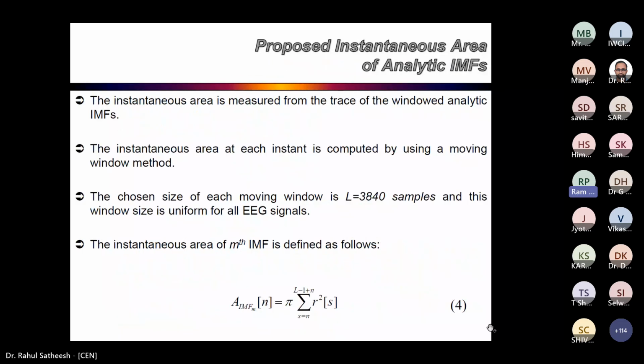Once you compute this area, we have extended it to the instantaneous area concept. We divide each IMF into different windows, compute the area in each window, and then interpolate it, which gives the instantaneous area. The instantaneous area of the mth IMF is defined by equation 4, and it can be used to detect seizures at any point in time. The window size considered in this study is 3,840 samples, based on the literature, and based on that we have proposed the instantaneous area concept. Next slide, please.